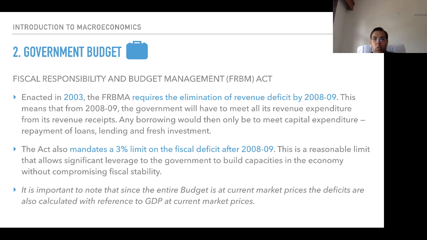Any borrowing would then only be to meet capital expenditure, repayment of loans, lending and fresh investments. Whatever borrowing you are doing is only for meeting capital expenditures. Now please try and understand what we are trying to say over here. This is something which was explicitly stated by the FRBMA.